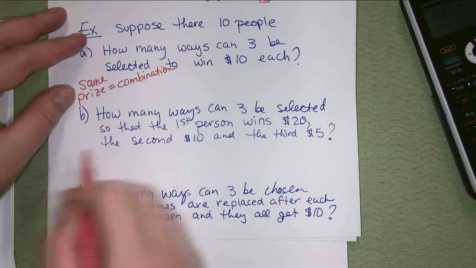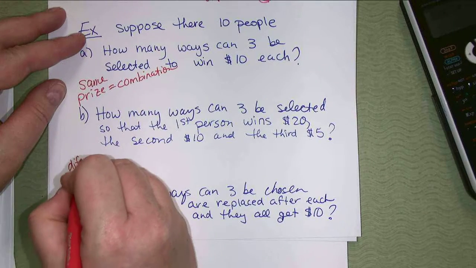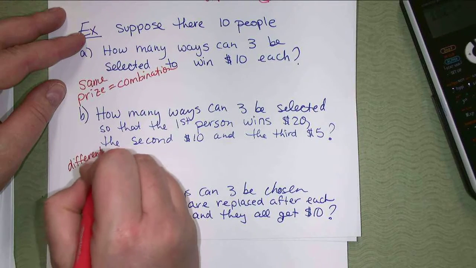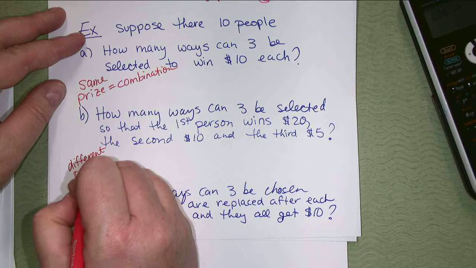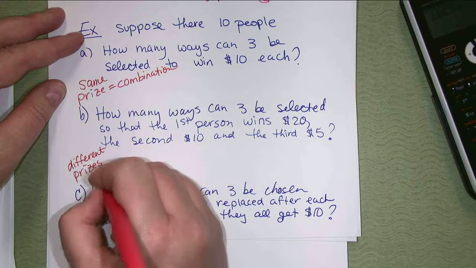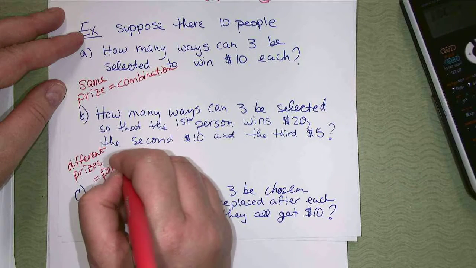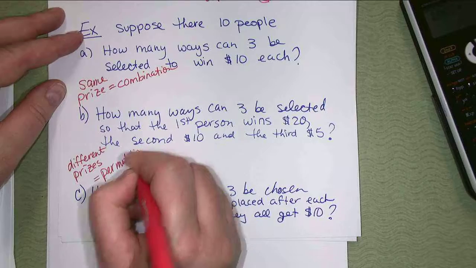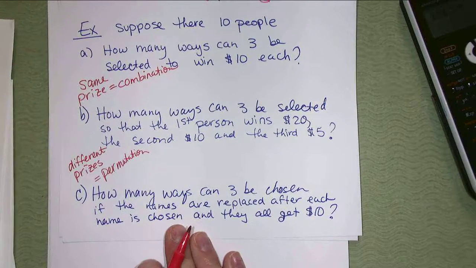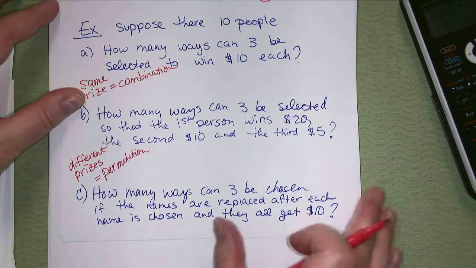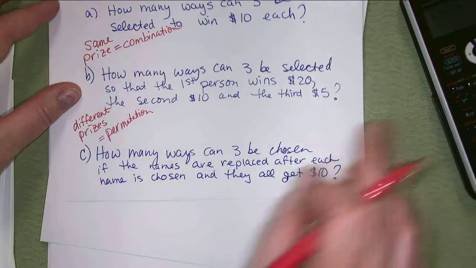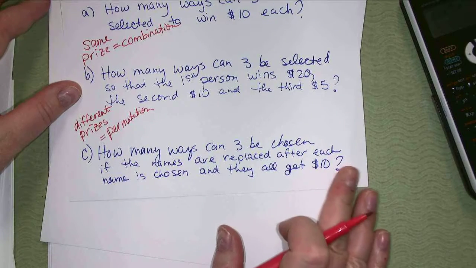So this is different prizes, is a permutation, which again, you don't need to use the permutation notation for it, you can just multiply. And how come this is a multiplication principle?